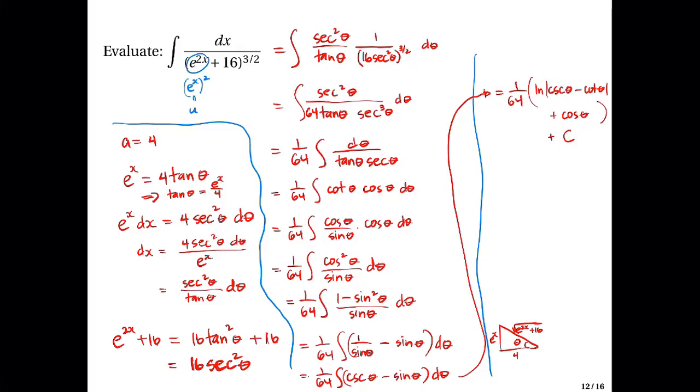And then from here, what do we have? Well, cosine theta, that's 4 over square root of e to the 2x plus 16. Okay, I hope you can still read this, but this is square root of e to the 2x plus 16. That's adjacent over the hypotenuse. And of course, for sine theta, this is e to the x divided by square root of e to the 2x plus 16. For cosecant theta, it's just the reciprocal of this.